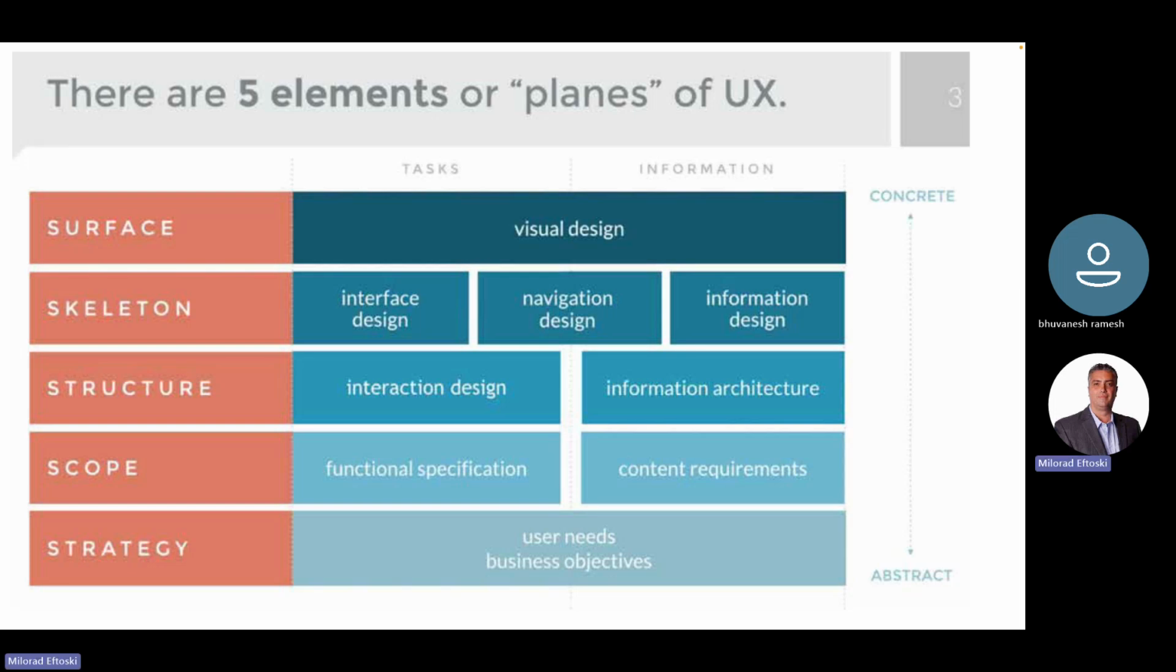So if you're writing down strategy, I want you to write the user needs and the business objectives, okay? What do people need? And what does the business have to get? What's the objective of the business? Obviously, the business wants to make money, right?